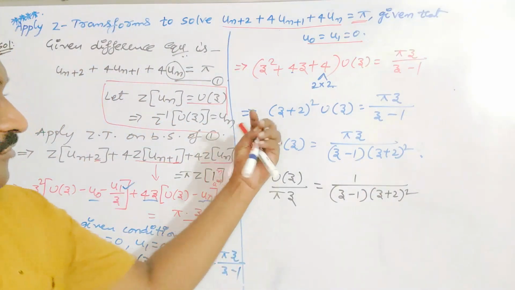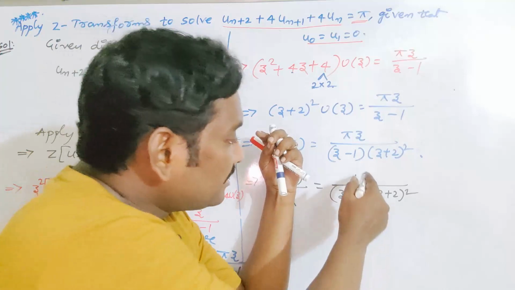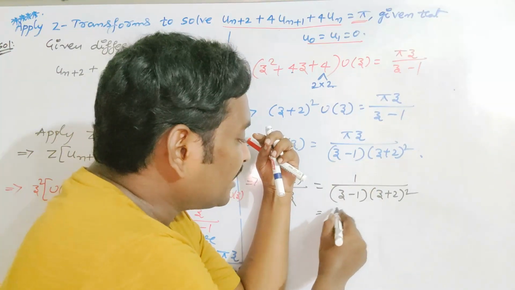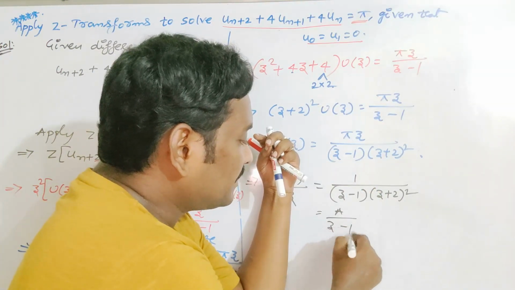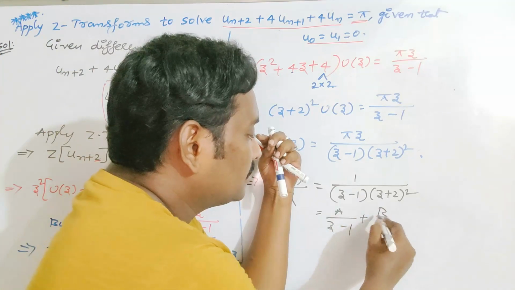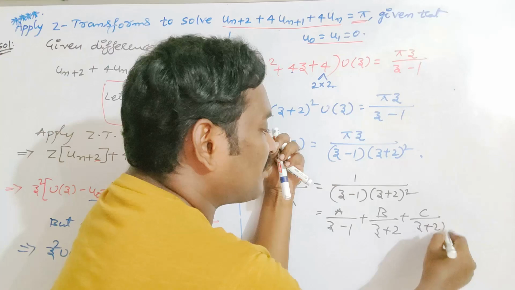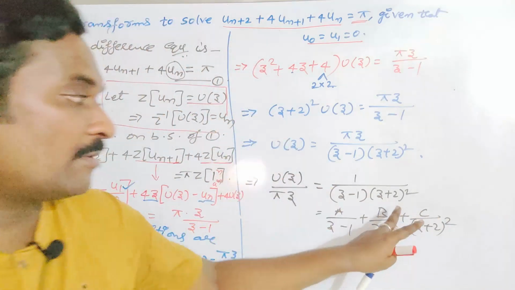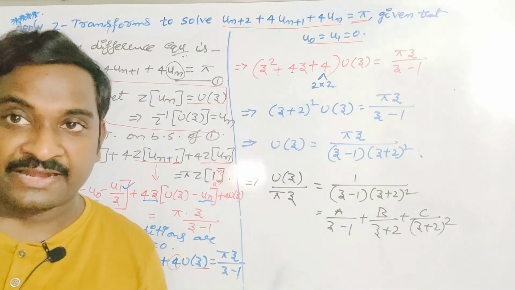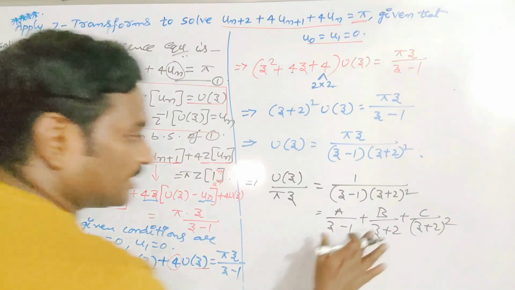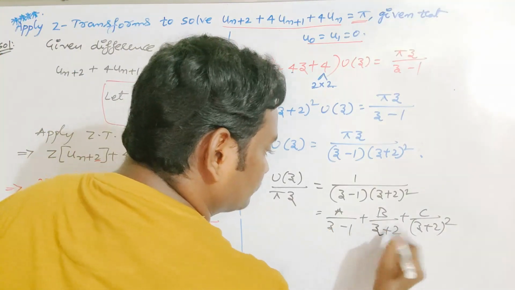Now you can forget this part. For the remaining term in the right hand side, we have to find out the partial fractions. What are the partial fractions? A by Z minus 1, B by Z plus 2, plus C by Z plus 2 whole square, because the denominator has repeated linear factors. In this way, we can use the partial fractions.